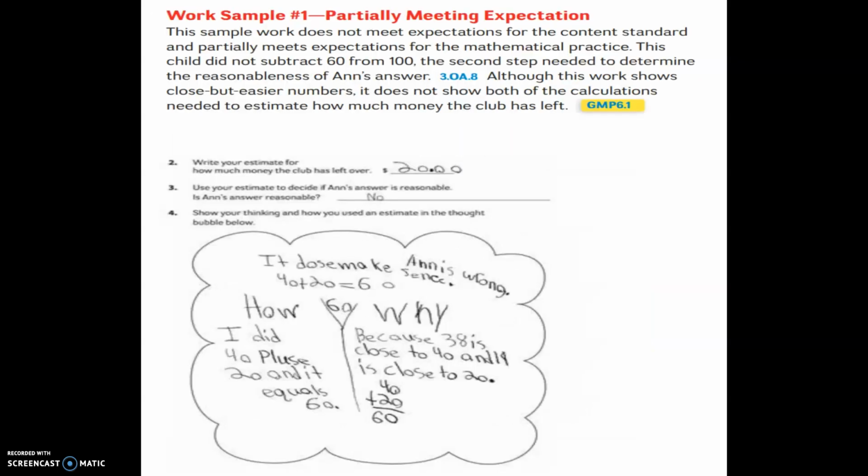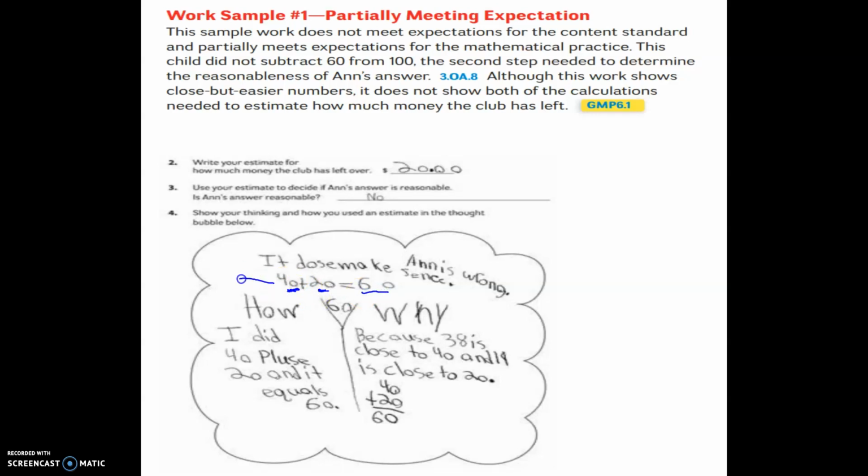And here's another way that a student worked on solving the problem. Same problem. And this student said the estimate for what the club had left over was $20. And again, saying that Anne's estimate was not reasonable. So let's see what this student did. Let's see in the work bubble down here what they did. Rounded, again, the 38 to 40 and then 19 to 20 and added it together and got 60.